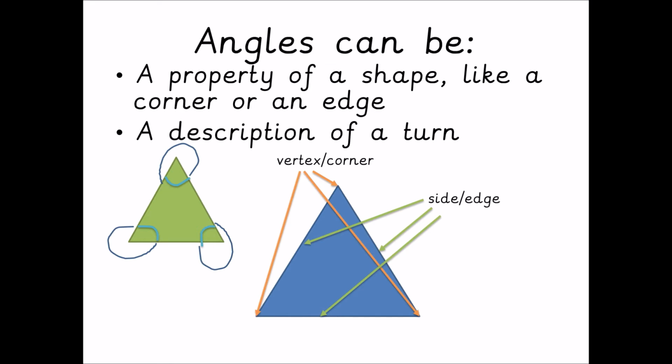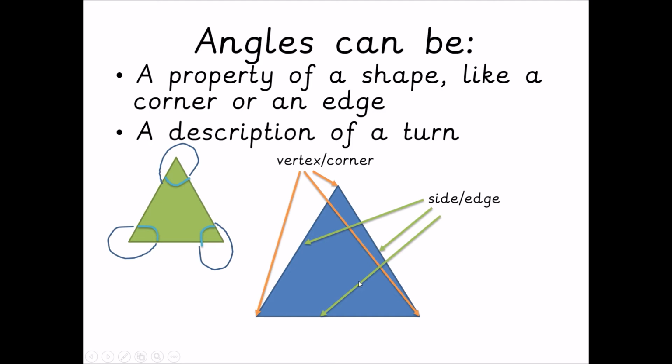So, what is an angle? There are 2 types of angle. Okay, an angle can be a property of a shape, like a corner or an edge is a property of a shape, and a description of a turn. So we'll look at the property of a shape first.